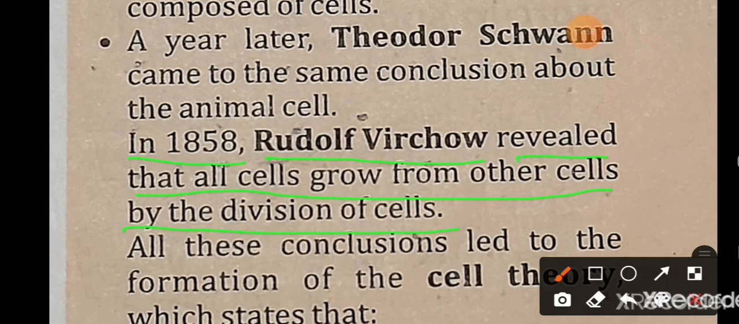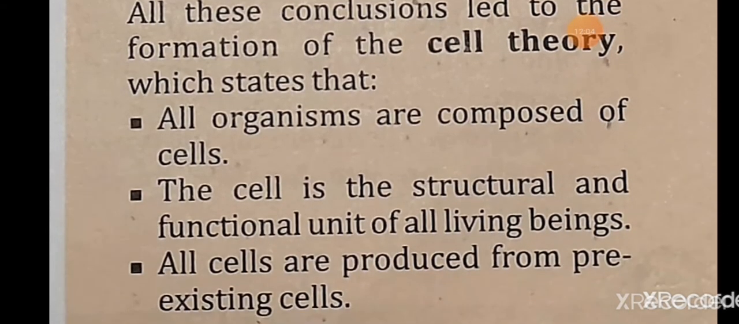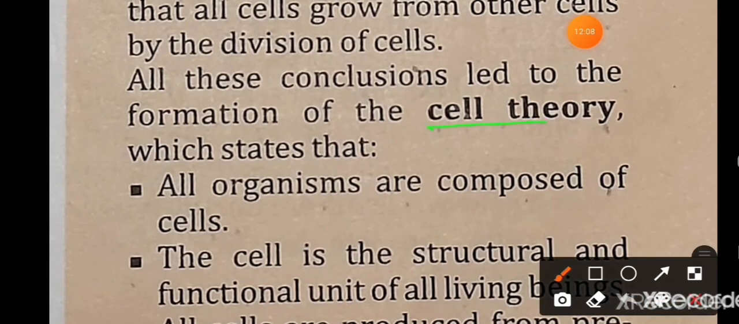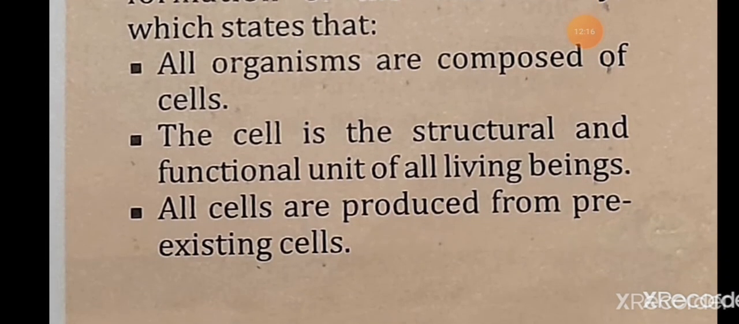All these conclusions led to the formation of the cell theory, which states that all organisms are composed of cells. The next point is, the cell is the structural and functional unit of all living beings. And the third one is, all cells are produced from pre-existing cells.